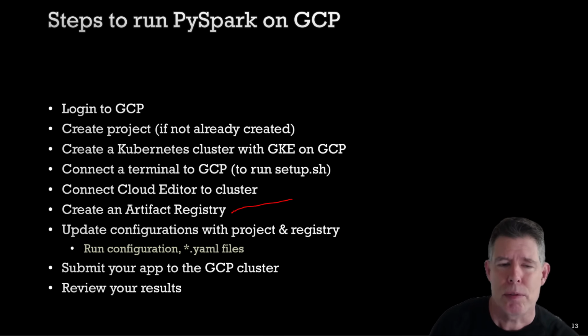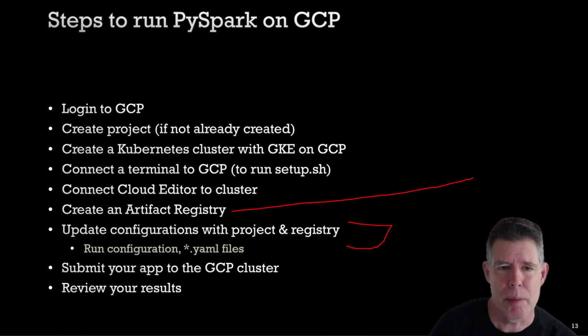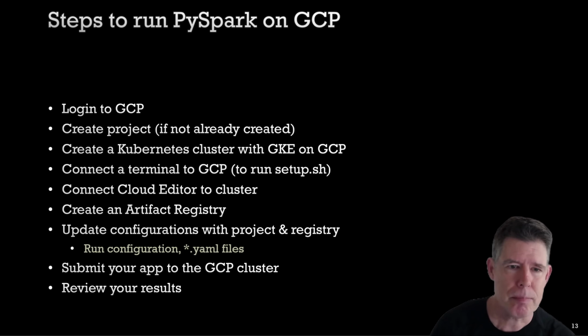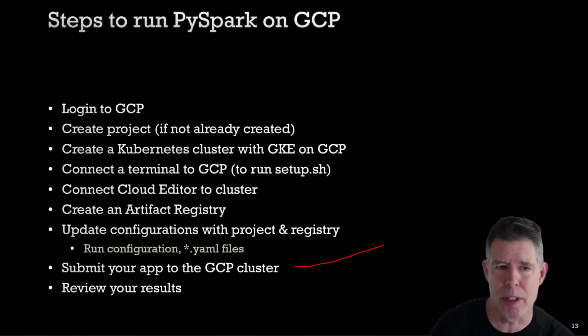I'll create an artifact repository. These are the same steps you're going to do if you're doing it from your own computer, but I need to place my PySpark image in some sort of registry, and there's a setup in GCP for the artifact repository. Then once I have the address for that, I'm going to edit a couple of YAML files so that they don't point to just a generic image, but the image that's on the registry. Then I will submit my application to the cluster and review the results.